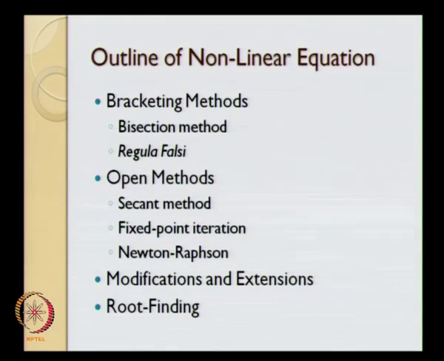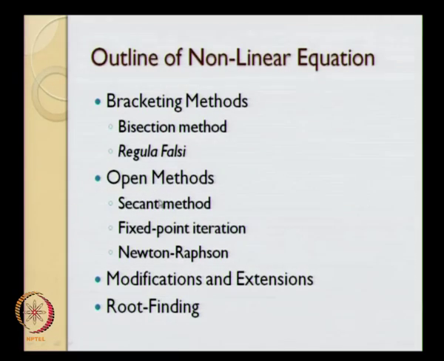The methods that we have used were categorized into two types of methods. One was the bracketing method, and we saw two methods for bracketing method. One was the bisection and the other was the regula falsi method. The bisection method we saw was a linearly convergent method, that means error in the ith iteration depends linearly on the error in the (i minus 1)th iteration. The regula falsi method was superlinear, which means the error in the ith iteration depends on the error in the (i minus 1)th iteration to the power 1.5 or 1.6.